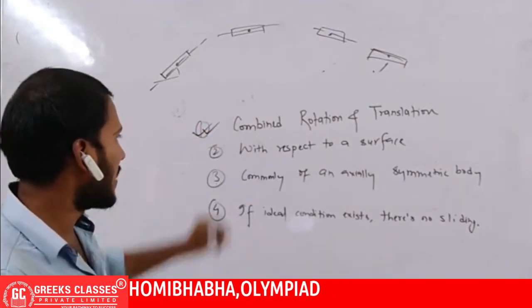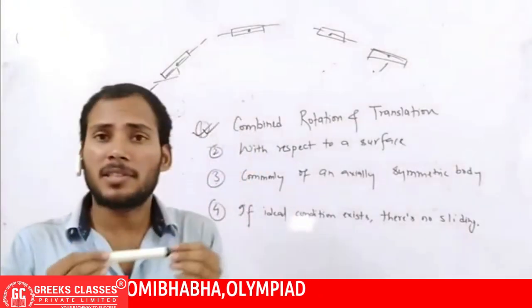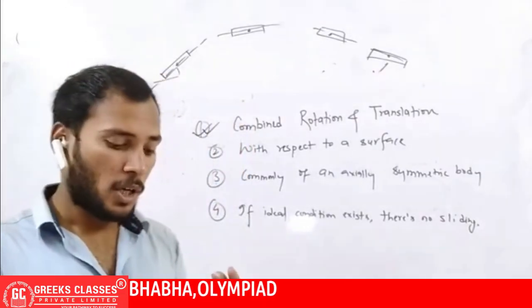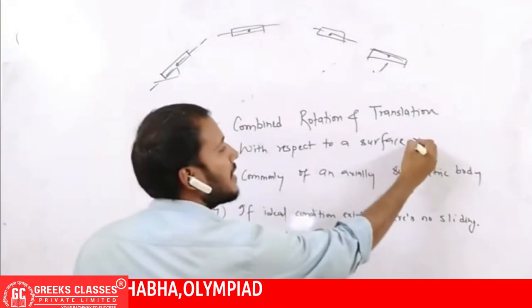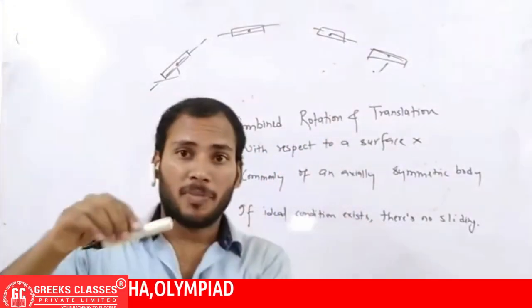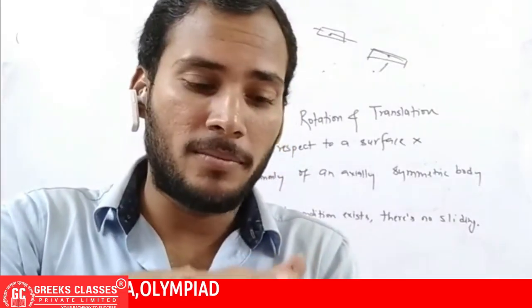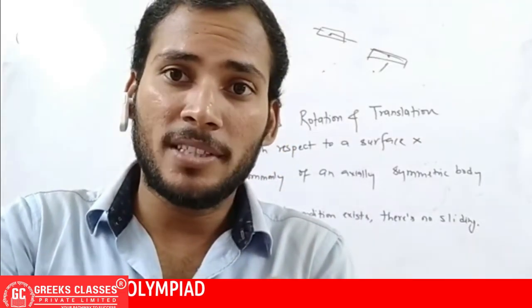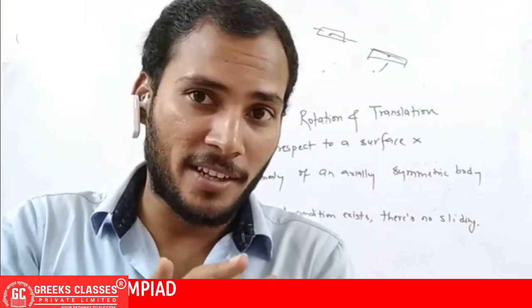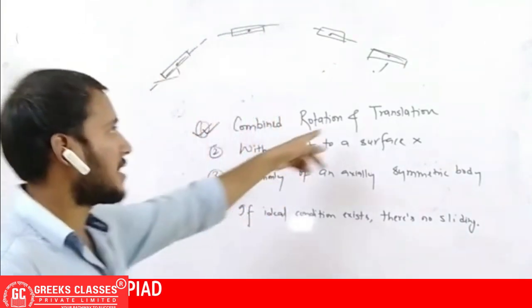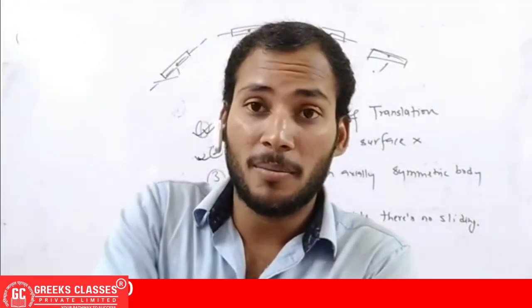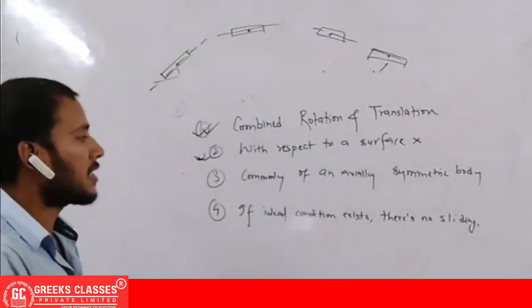Now let us look at the second condition, with respect to a surface. When I threw this marker, it was flying in the air. There was no surface, right? So if there is no surface, this condition is not satisfied, because the definition is with respect to a surface. But if I move this marker on my palm, something like this, what is happening there? The center of mass is moving, translating, and the marker is rotating. The angle is changing. So this is combined rotation and translation, as well as there is a surface. The surface is my palm. So the second condition is satisfied.